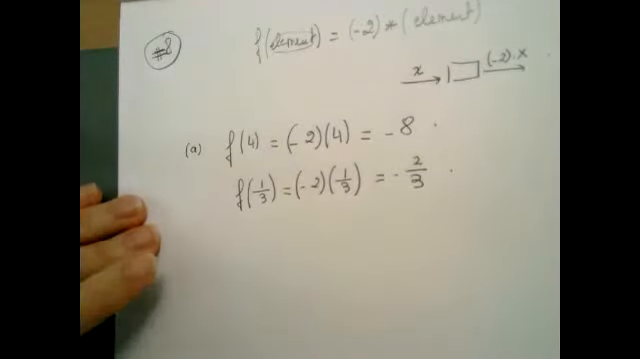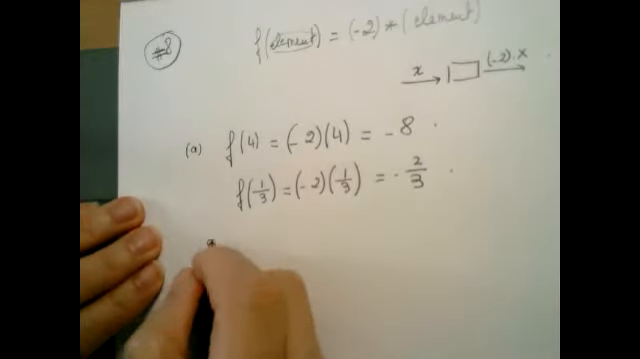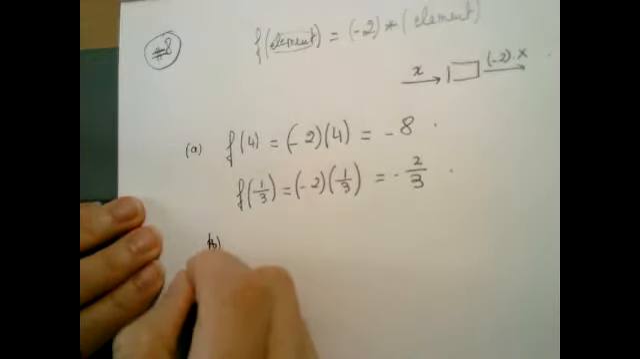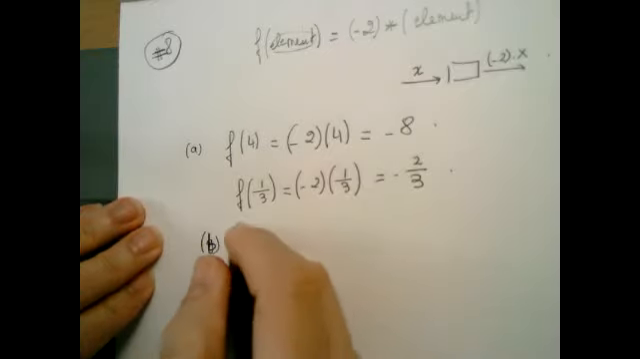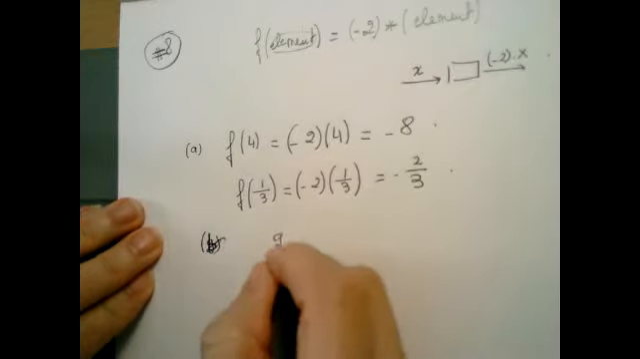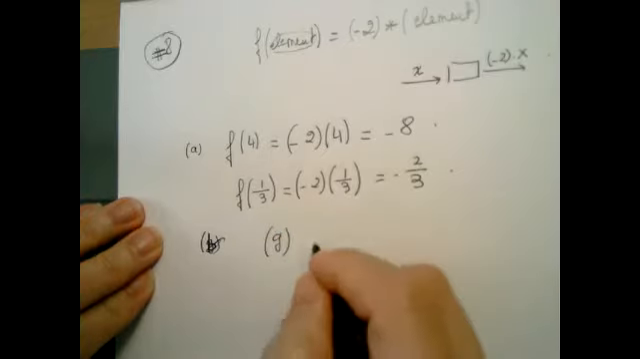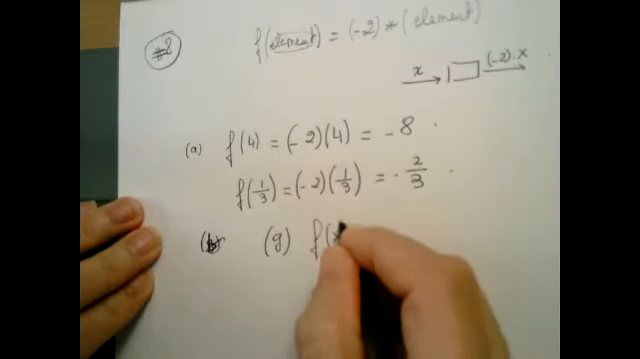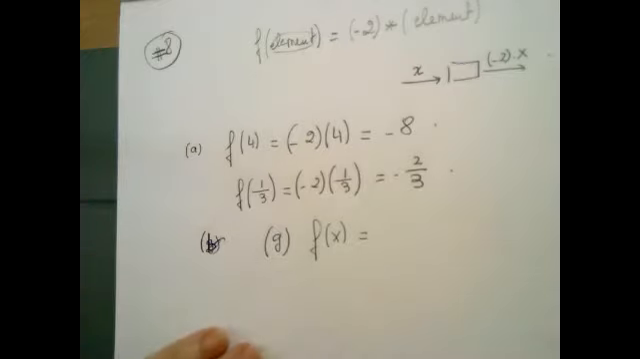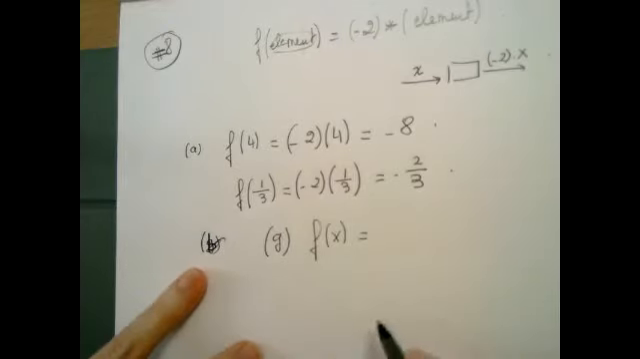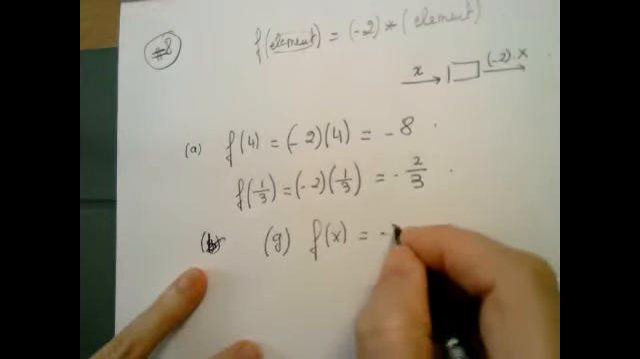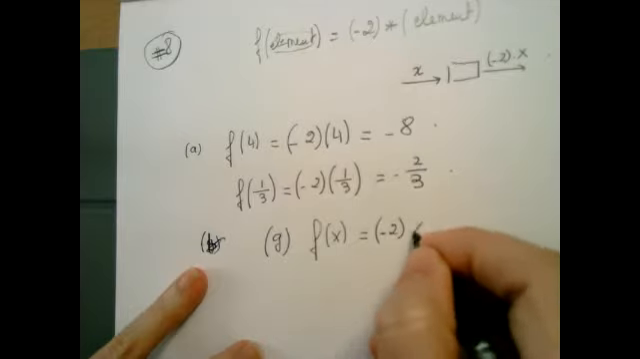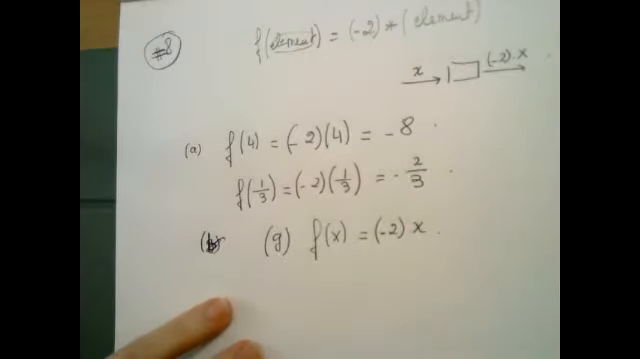All right, so as I said, I will not do every one of them. I will do some. So B. No, I meant G. The question is, what is the rule? What is F of X? Okay, what is F of X? What does F do to X? It's -2 times X. Okay.